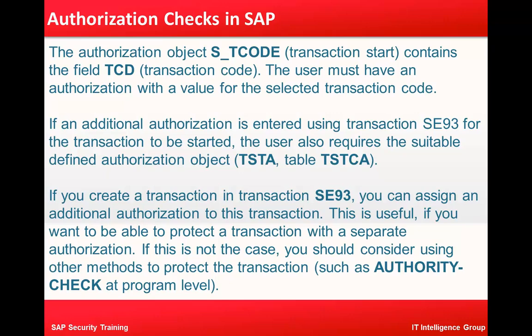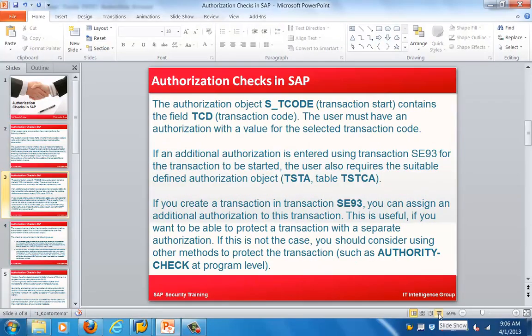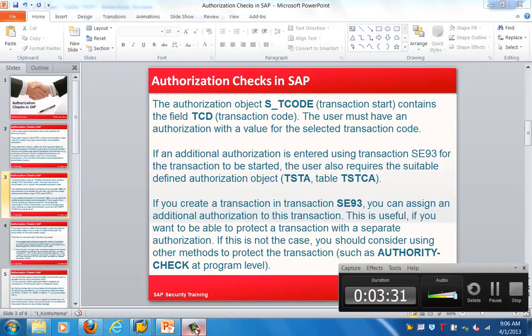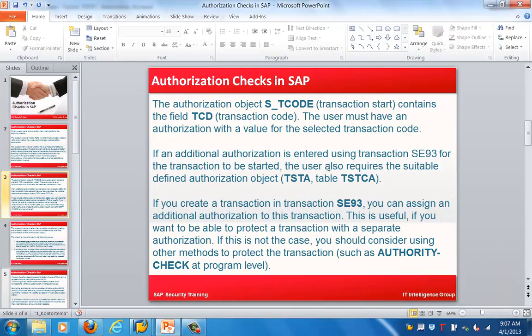Okay, and to create a custom transaction we can go to SE93. If we assign it in SE93, the user requires a table-defined authorization object, which we can see in TSTA. And if you create a transaction in SE93, you can assign an additional authorization to this transaction. This is useful if you want to be able to protect a transaction with a separate authorization. If this is not the case, you should consider using other methods to protect the transaction, that is, an authority check at program level.